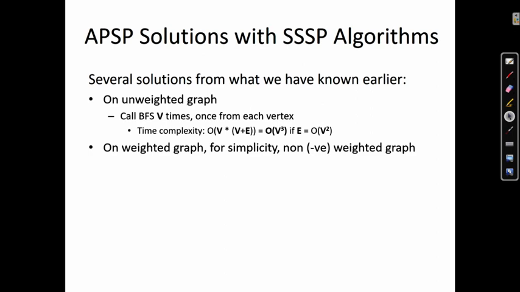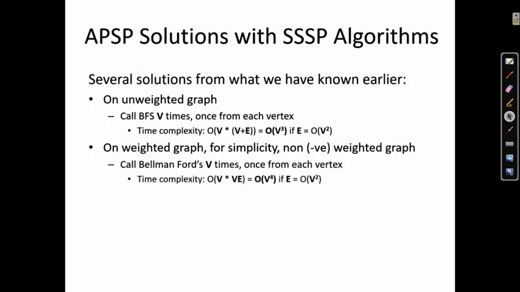Okay, on weighted graphs with positive edges, what can you use? Well, number one, you can use Bellman-Ford, definitely. Just call Bellman-Ford V times again, once on each of the vertices. Okay, what's the time complexity? Again, V times VE. Since E can be V squared, this one is even longer time, big O V to the power 4.